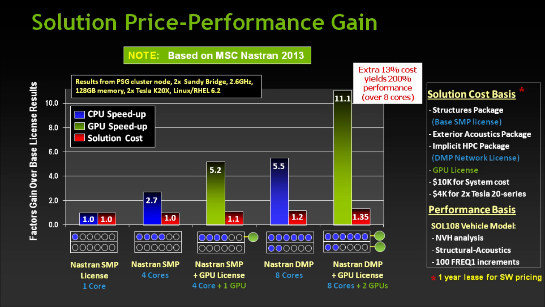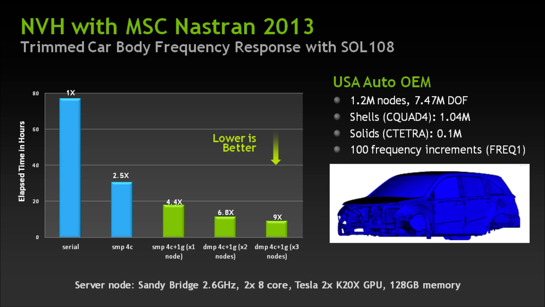The thing that I'd like to highlight, the third set of lines, a single GPU acceleration of an SMP run, you get a 5x acceleration at a minimal increase in cost. That is just a 10% cost increase coming from the GPU software licensing and the GPU hardware cost. And now if you look at the last line, an extra 13% increase in cost over the 8-core run yields a 200% improvement in performance, going from 5.5x scaling to 11.1x, a 2x improvement over an 8-core Sandy Bridge run at a very minimal increase in cost. So really, this is a very attractive solution for realistic NVH type solutions.